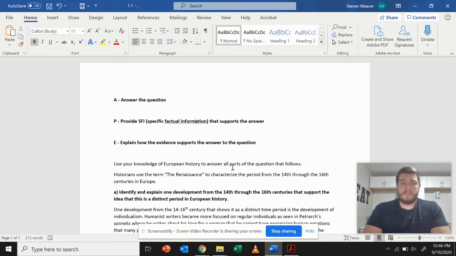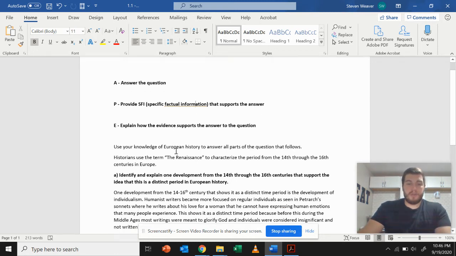Your second sentence provides specific factual information that supports the answer. And the last one, your third sentence, explains how the evidence supports the answer to the question. If you need to write 4 or 5 sentences, that's fine. If you write less than 3, I'm going to be a little skeptical whether you're going to get the point or not.